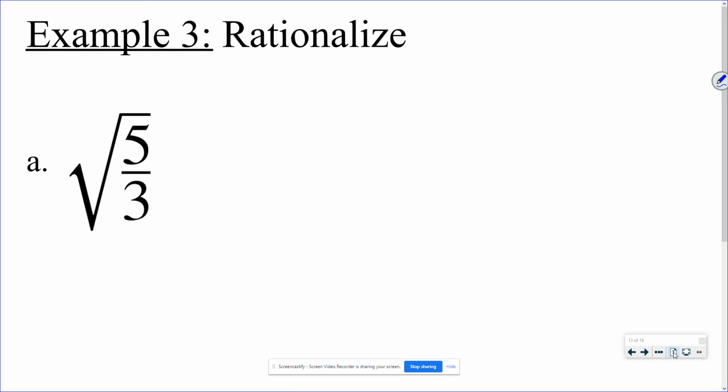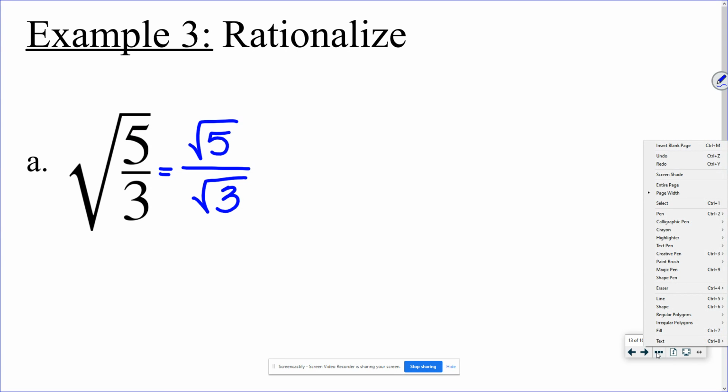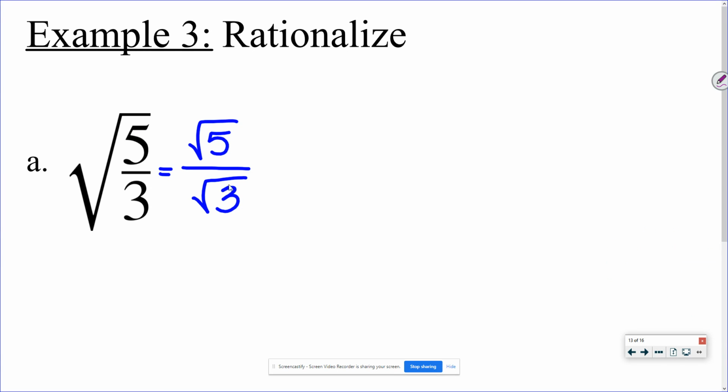So for example A, I'm going to break it up first using my division property, like so. Obviously, this does mean that we have a radical in the denominator. Okay, watch closely. All you have to do to get rid of the radical in the denominator is to multiply the denominator by itself. So I'm going to multiply by radical 3. Now, because I did that, I also have to multiply the top by the very same thing so that I'm keeping the problem balanced. Multiply by whatever the denominator is on the top and the bottom.